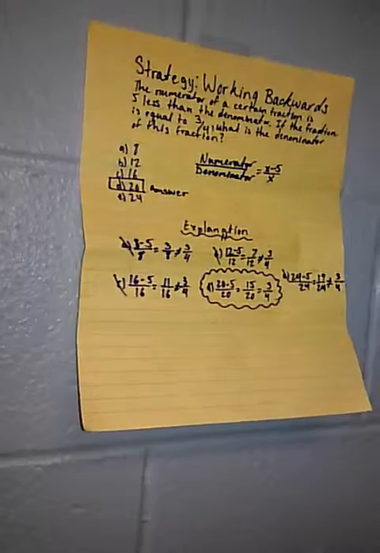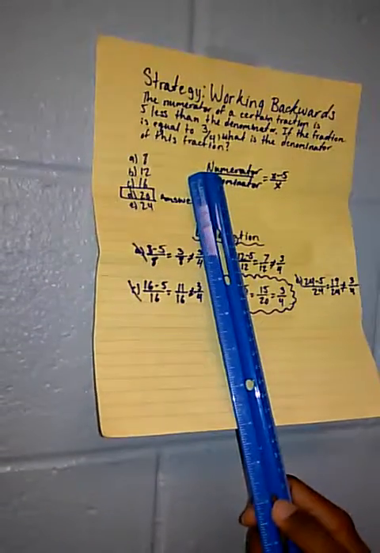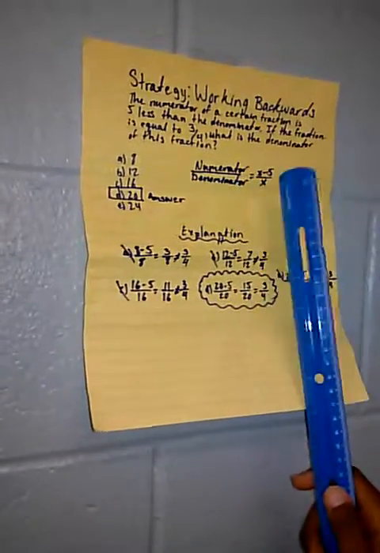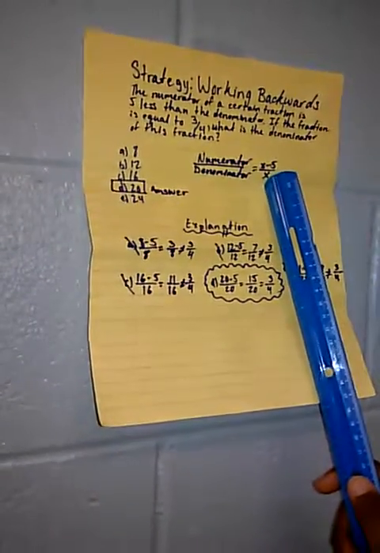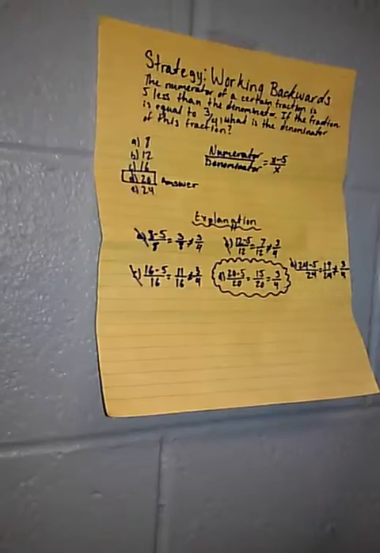All right. The fourth strategy is working backwards. The question reads, the numerator of a certain fraction is 5 less than the denominator. If the fraction is equal to 3/4, what is the denominator of the fraction? All right. So this is basically how I read it. The numerator is x minus 5. The denominator is x. So whatever x is in the denominator, the numerator is gonna be x minus 5. It's gonna be 5 less than x.